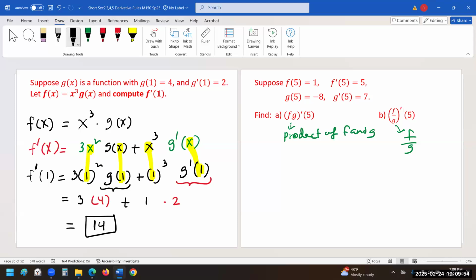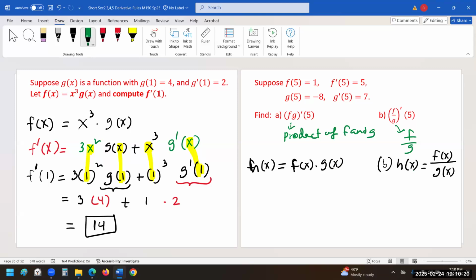If it looks confusing, we can rewrite this as, let's say h of x is f of x times g of x. This is what it means in the first one. And second one, they're saying h of x is f of x over g of x. And they want it to find h prime of 5 in both cases.